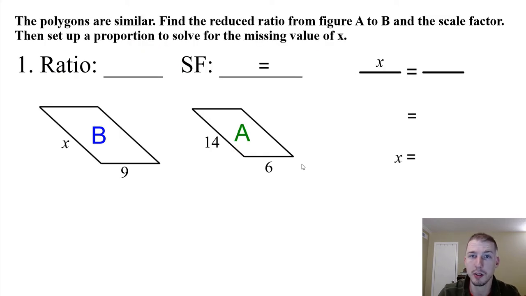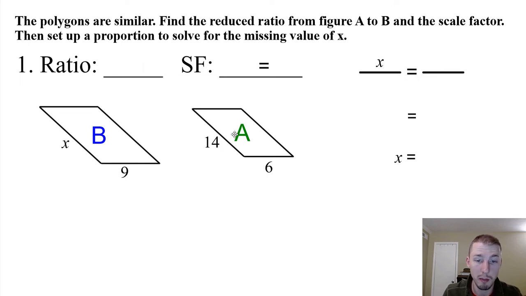All right, so if you want to get out your assignment now, there's nothing new, so we're going to go straight to it. On number 1, the polygons are similar. Find the reduced ratio from figure A to B. So in this case, we're going from the right to the left, which is backwards from how we usually do it. That's why I had you label it. And the scale factor, then set up a proportion to solve for the missing value of x.